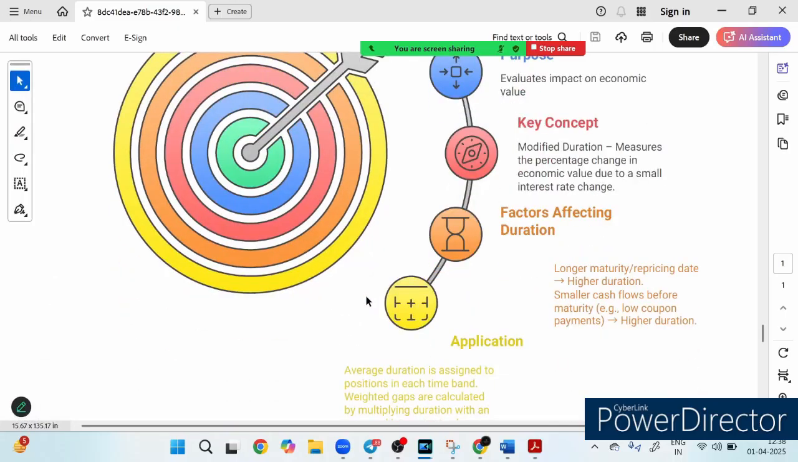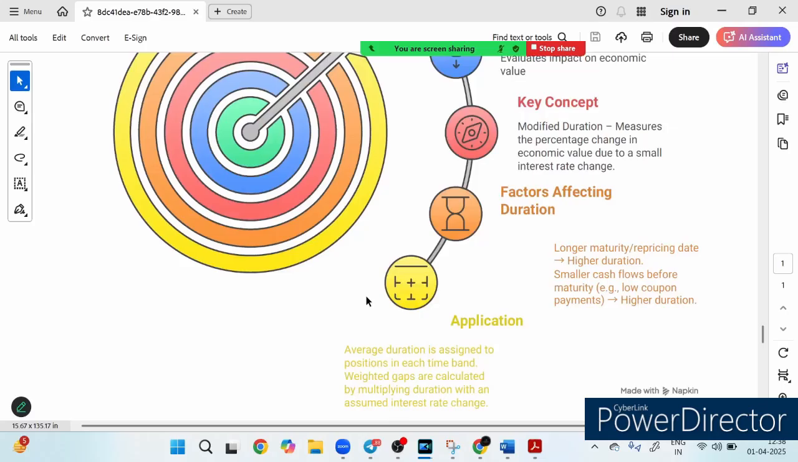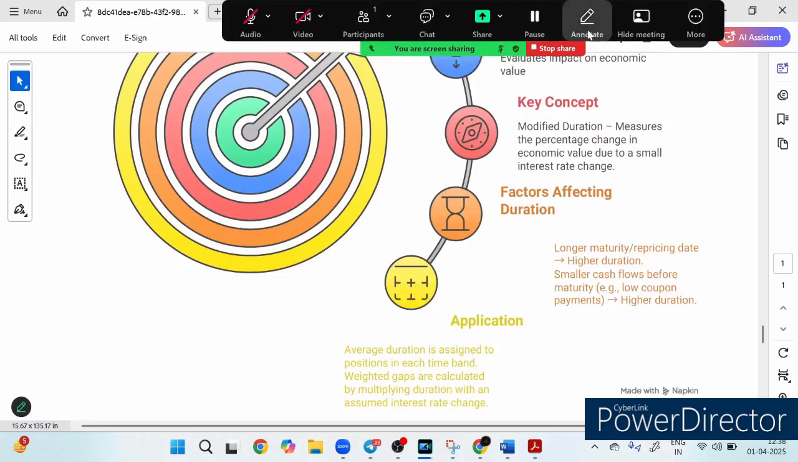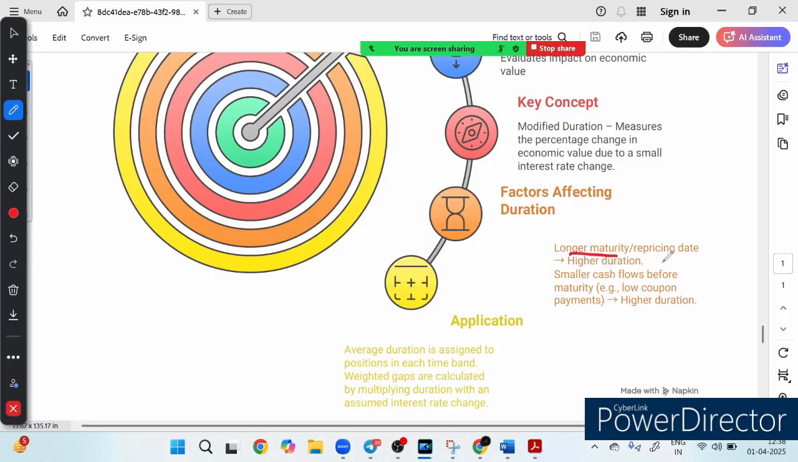Now friends, let's look at the factors affecting duration. If the maturity is longer, it means higher duration. Assets with longer maturity are more sensitive to rate change, remember. And coupon rate also has an impact. If the coupon rate is lower, the bond has higher duration than a high coupon bond. So as coupon rate decreases, duration increases. And as maturity increases, duration increases. This way these two factors affect duration, coupon rate and maturity.